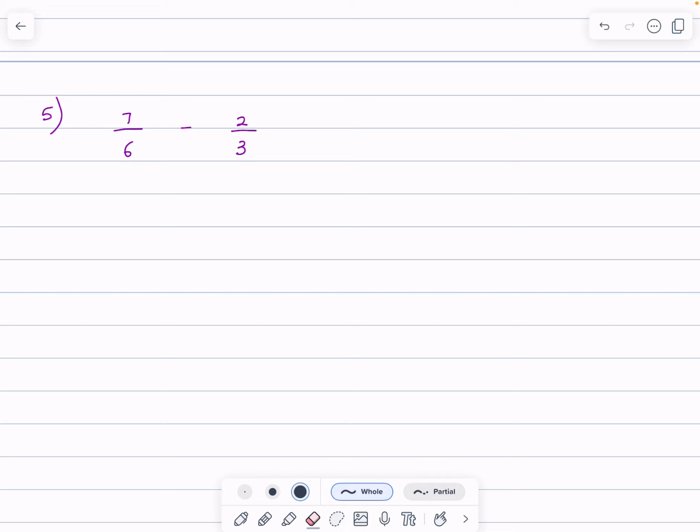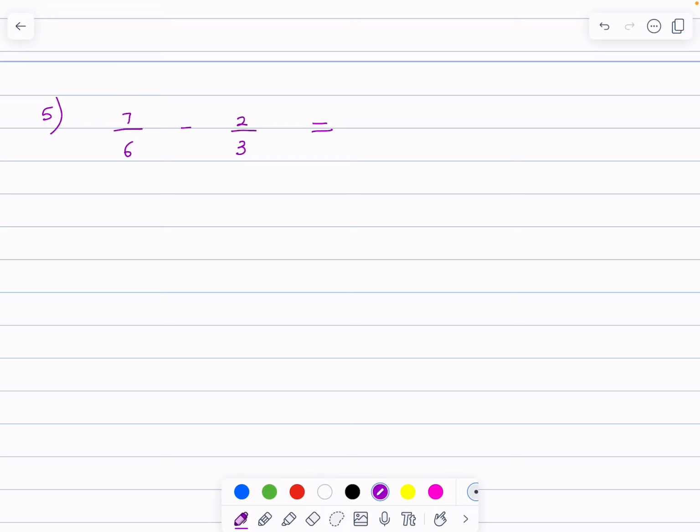7 over 6 minus 2 over 3. So for this problem, you can do it exactly the same way we did the previous ones, right? But sometimes you want to be efficient in the way you solve problems, right? So for this one, the goal is that I want the denominator to be what? To be the same, right? I want the denominators to be the same so that I can now add or subtract the numerators.